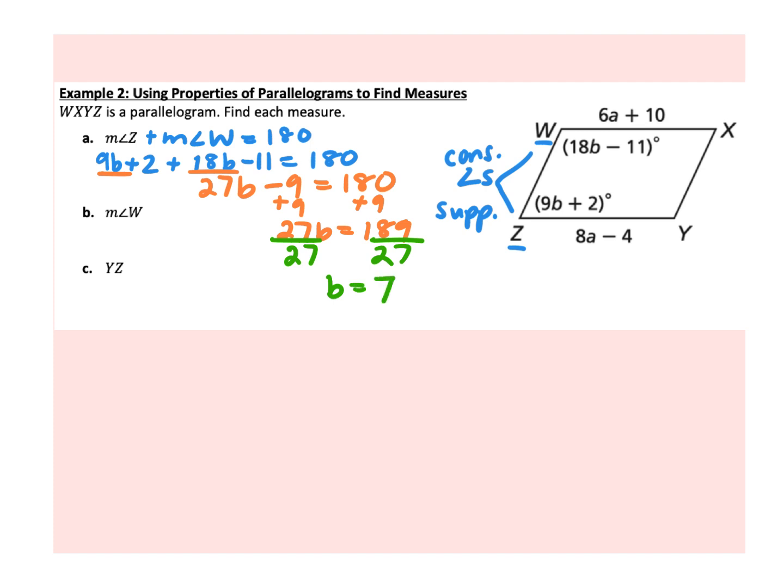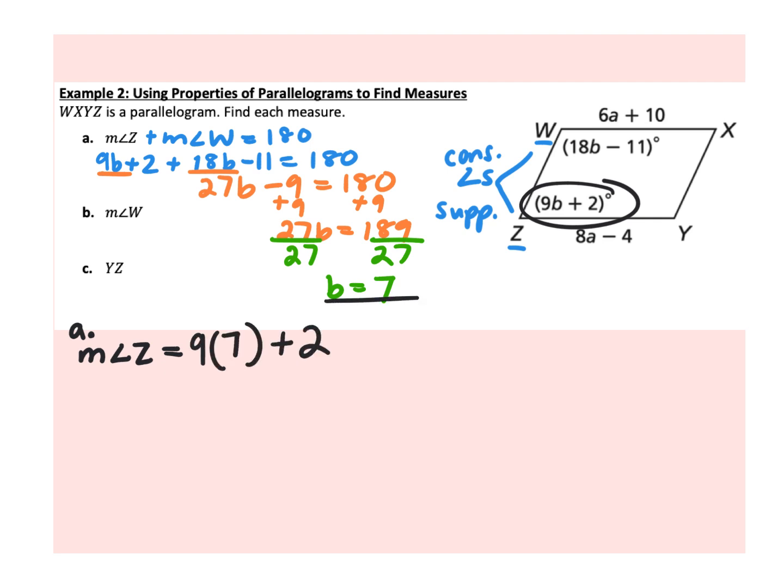So now that I know what b is equal to, now I can find the measure of angle Z. And since I'm writing too big here for my slide, I'm going to just put it down here. So for part A, we want the measure of angle Z, and that is equal to 9b plus 2. Since b is 7, we just take 9 times 7, we add 2 to that, and that is 63 plus 2. So the measure of angle Z is 65 degrees.